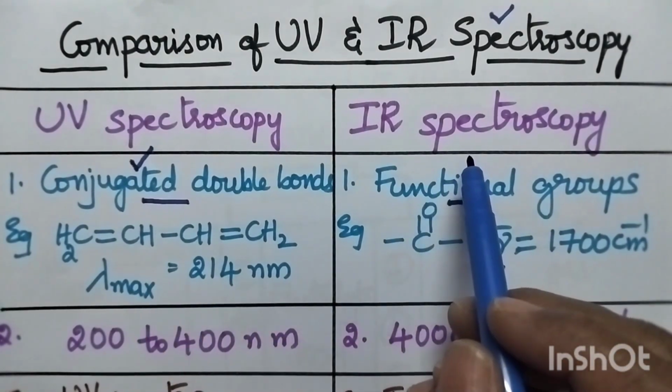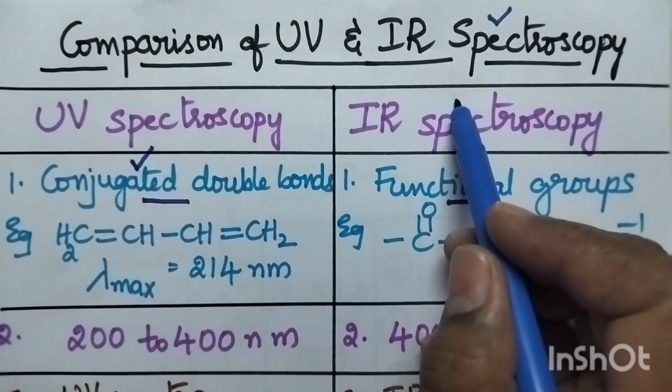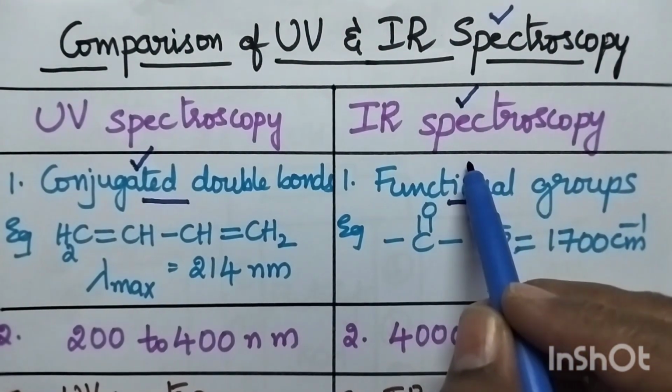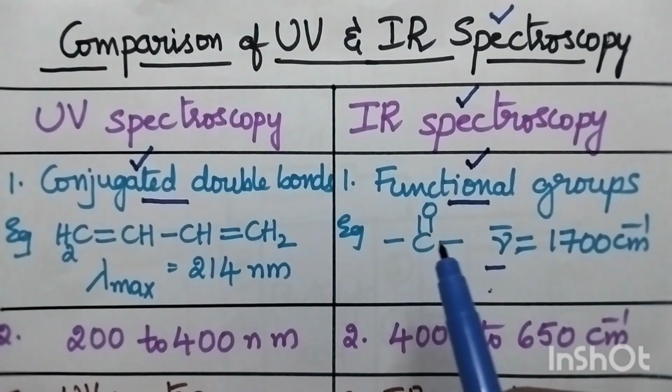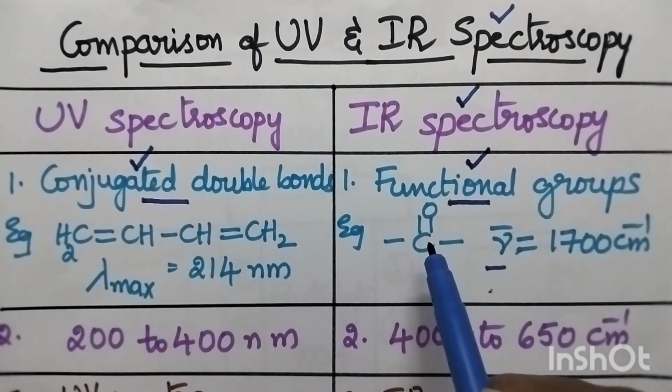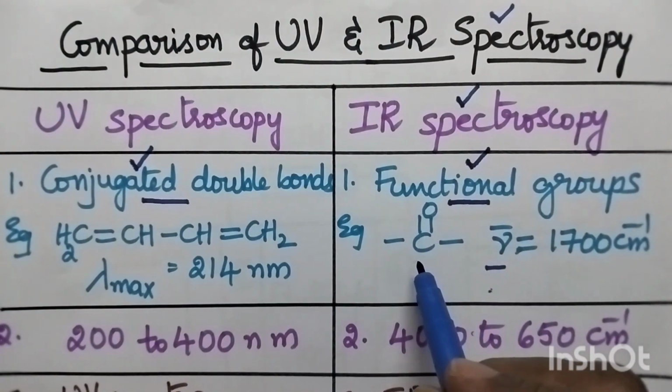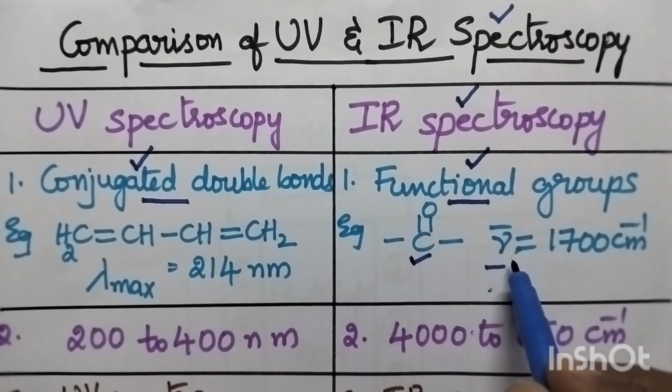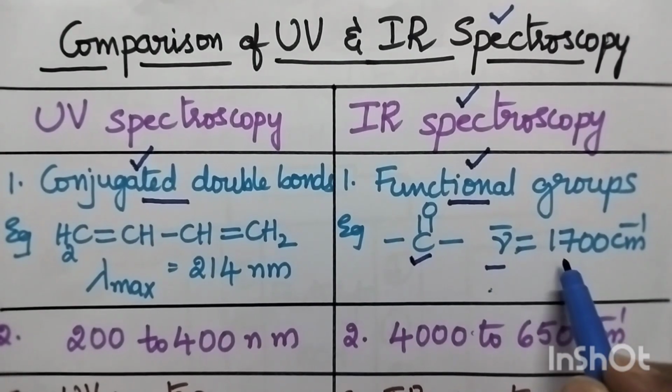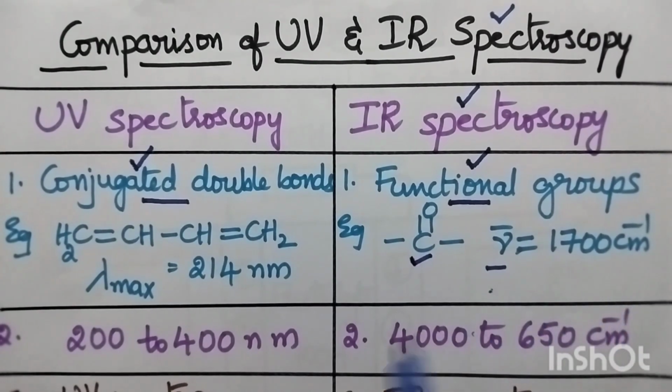Coming to IR spectroscopy, it is highly useful for the identification of functional groups. So for example, if the given organic molecule contains carbonyl group, then the spectrum is observed near 1700 centimeters inverse.